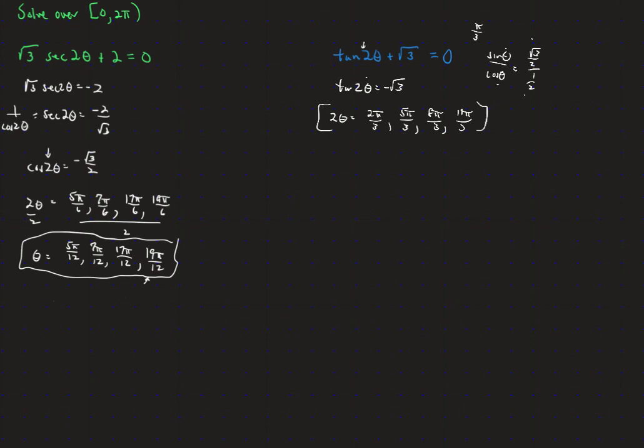We're going to divide by 2, which is multiplying by a half. And so that's going to be just pi over 3 for that one. That's going to be 5 pi over 6, 4 pi over 3, and 11 pi over 6. All right, a lot on this one.